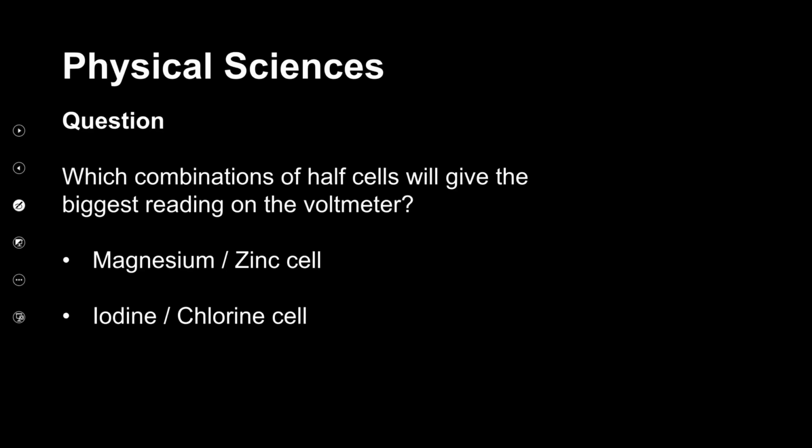So it says to us, which combinations of half cells will give the biggest reading on the voltmeter? So the E naught of the magnesium zinc cell was 1,61 volts. I wonder if the iodine chlorine cell could give us a bigger E naught value. Well, I don't know. Let's go and see.